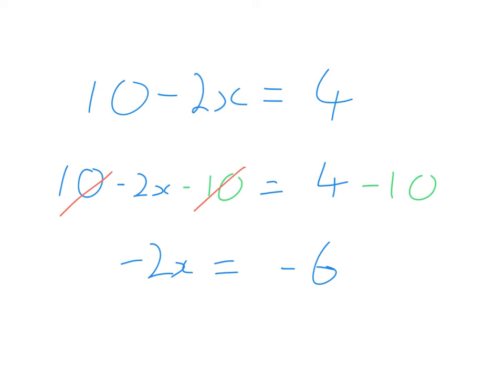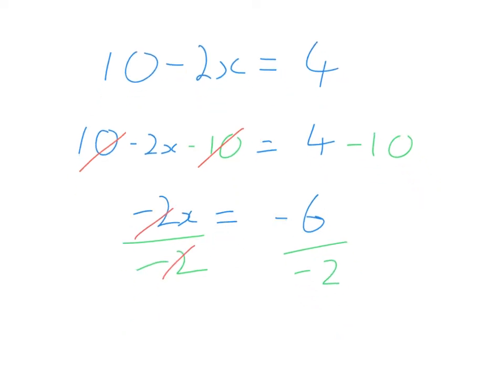Now to finally solve out this question, we're going to want to get rid of the minus 2 in front of x. So to get rid of the minus 2 in front of x, we're going to do the opposite of multiply. We're going to divide. So we divide the left hand side by minus 2. We have to divide the right hand side by minus 2 as well. Now minus 2 divided by minus 2 will give you plus 1, or just an x. Plus 1x we write as x. And minus 6 divided by minus 2, well, a minus divided by a minus will give you a plus, and 6 divided by 2 will give you 3.